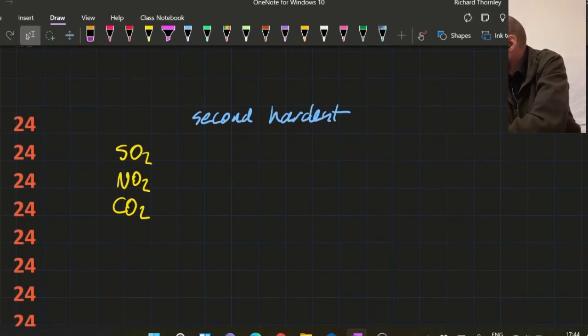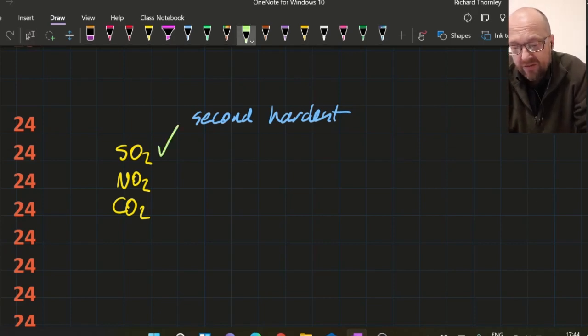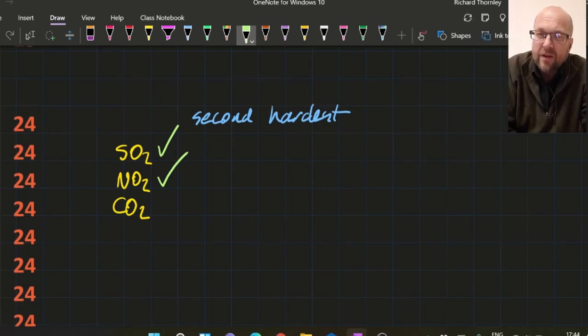24, the second hardest. Oxides contribute to acid deposition. I asked this a few years ago. Sulfur oxides, yes. Nitrogen dioxide, yes. I don't think they accept NOx.